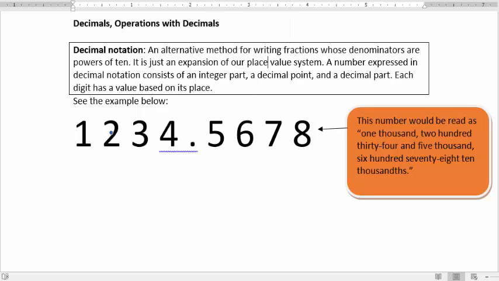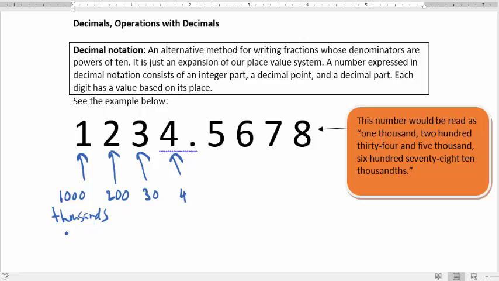So if you recall, this 1 really meant 1,000, right? This 2 really meant 200. This 3 really meant 30. The 4 meant 4 because this was called the thousands place, which is really 10 to the third power, right? Because 10 times 10 times 10 is 1,000.